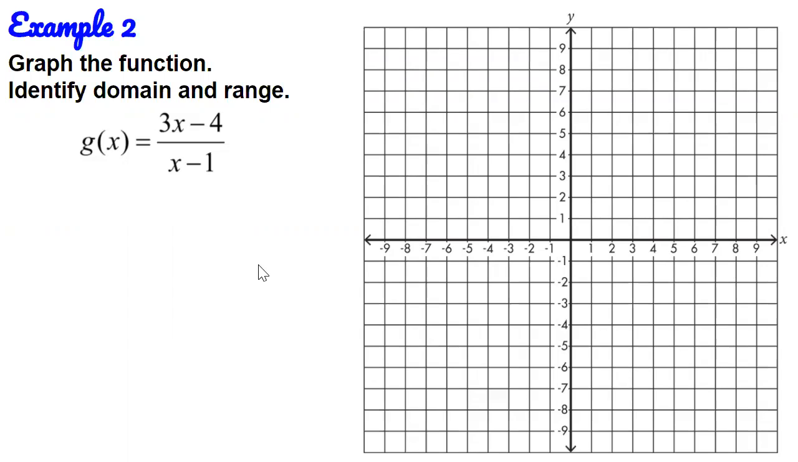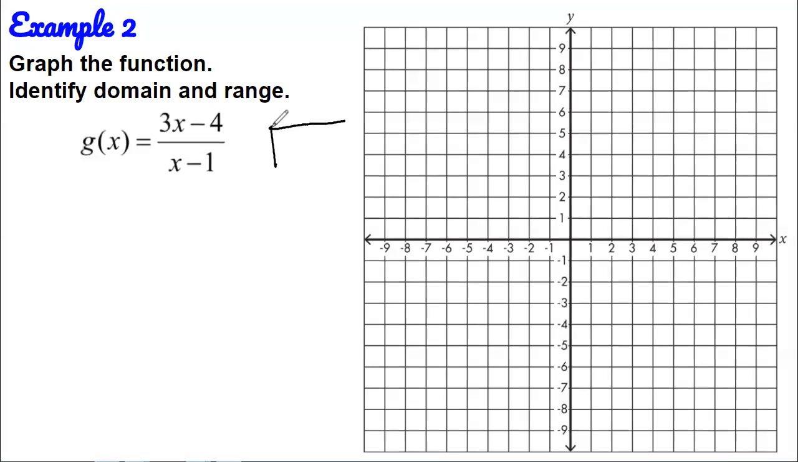In this case, yes, we can look at the denominator to find the vertical asymptote, but we need to find the horizontal asymptote. So we need to rewrite this a little bit. I'm going to write it in long division. Do you guys remember long division? Okay, so this is my divisor, this is my dividend. I have 3x minus 4, and outside we have x minus 1.